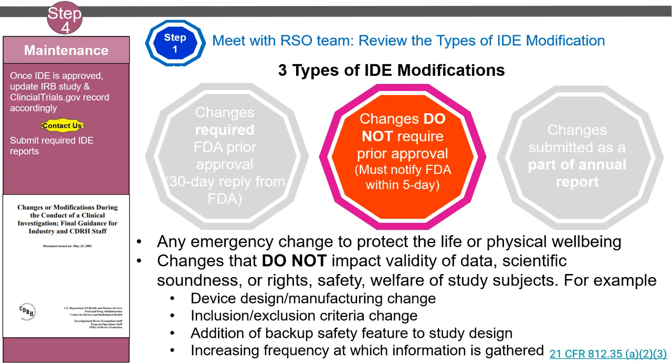rights, safety, or welfare. The following scenarios fit this amendment category, which are device design or manufacturing change, inclusion-exclusion criteria change, addition of backup safety feature to study design, or increasing frequency at which the information is gathered.